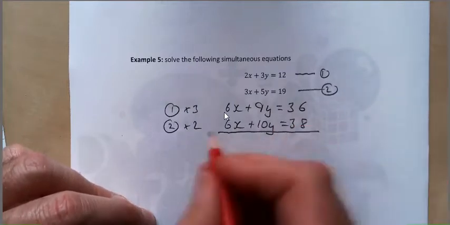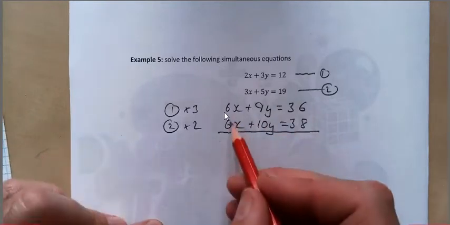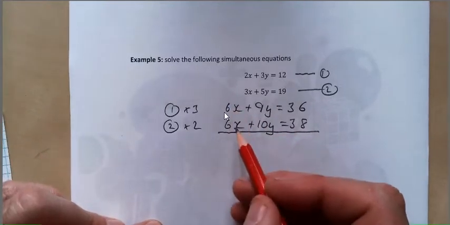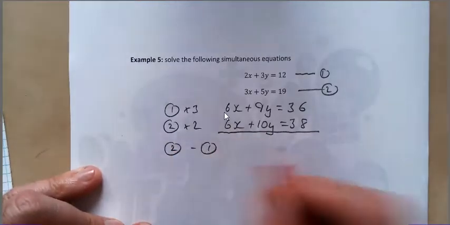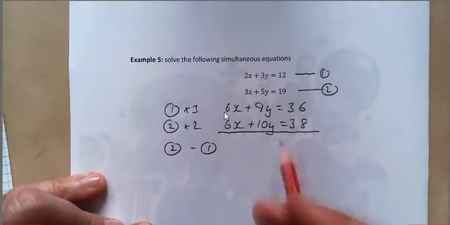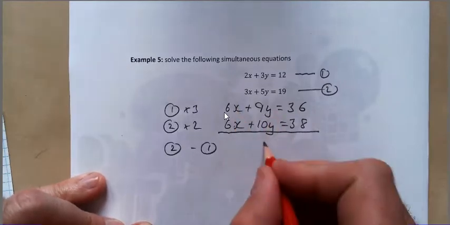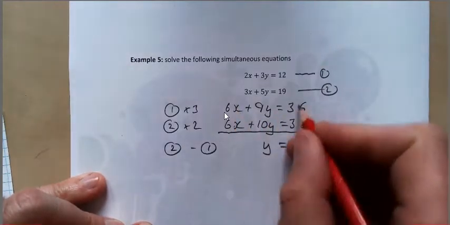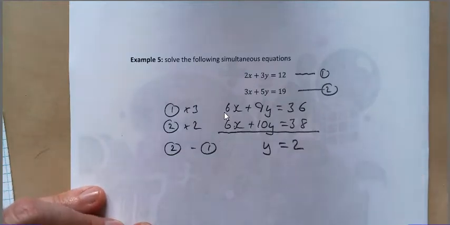Again, with a wee bit of practice, you can see which one's easier to take away or add. So both these are 6's, they're both positive, they're the ones we're trying to get rid of, so we're going to subtract, and I'm actually going to go 2 take away 1, because I can see it's going to give me positive numbers, just easier to deal with. 6x take away 6x is nothing, 10y take away 9y gives me a 1y, 38 take away 36 just gives me a 2. Nice and straightforward.